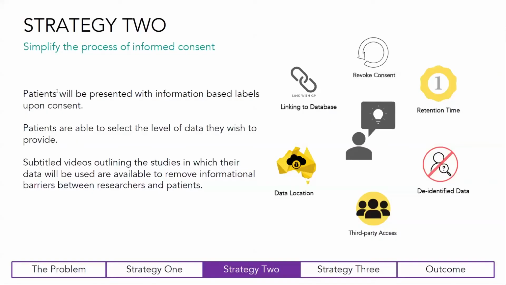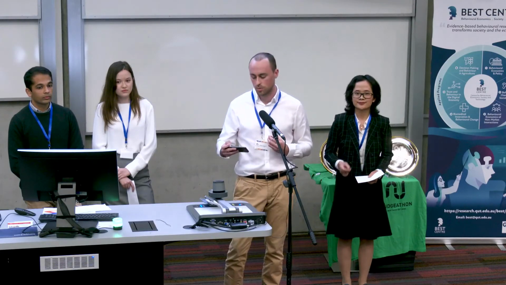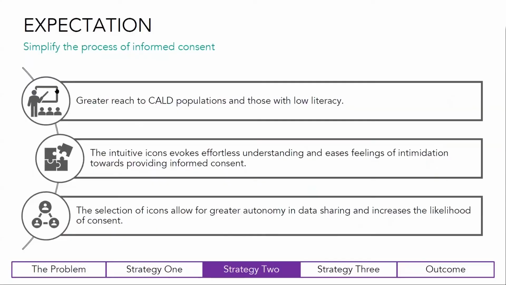To complement this strategy, we are also going to be incorporating a series of subtitled videos outlining the studies in which people's data will be used, and this will be specifically aimed at culturally and linguistically diverse groups. The videos, in combination with the information labels, will mean that a wide range of people will be able to participate and understand the consenting process, particularly those of differing backgrounds and those of differing abilities.